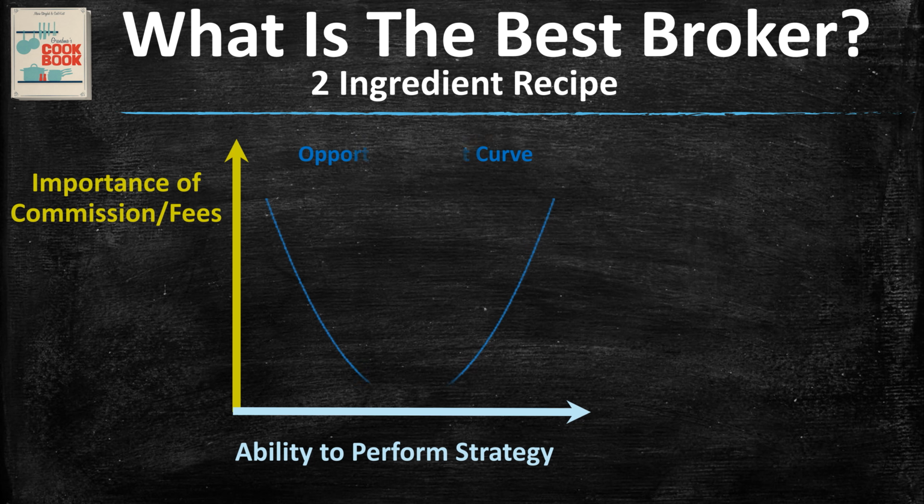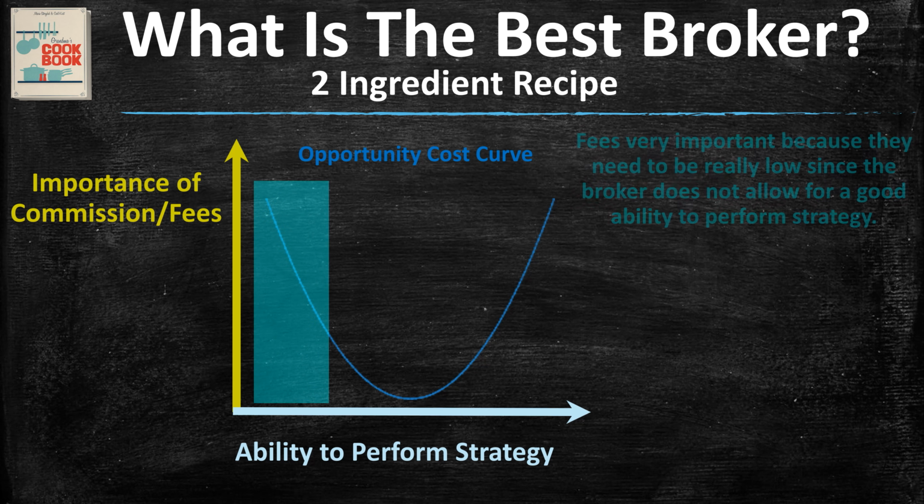And then the way I look at it is what I would call the opportunity cost curve. So let's break down the different areas of this. Over here, we have a situation where fees are very important because they need to be really low, since the broker is not that good in terms of allowing you to perform the strategy. If the broker hinders or slows down your ability to perform the strategy, then they better be really, really cheap on the commission side. They better have really, really low fees if they are holding you back from performing a strategy as efficiently as possible.